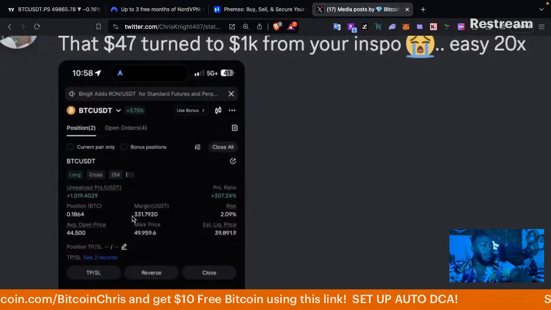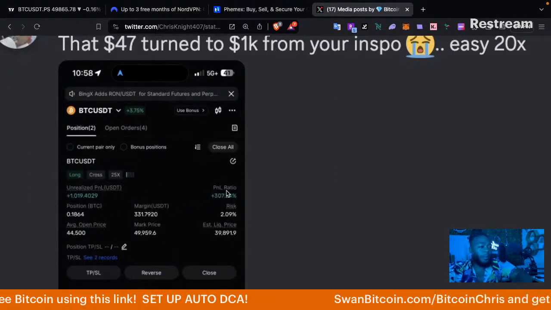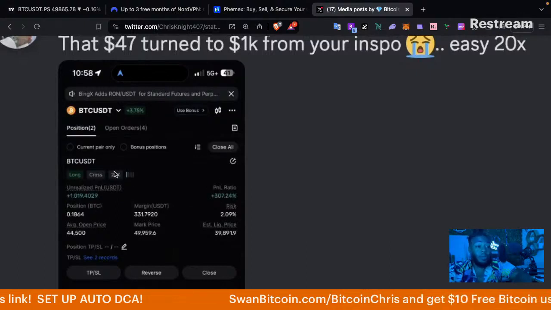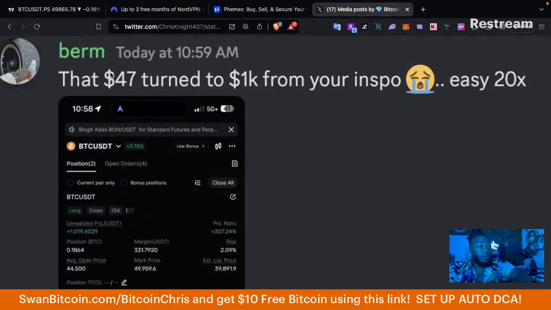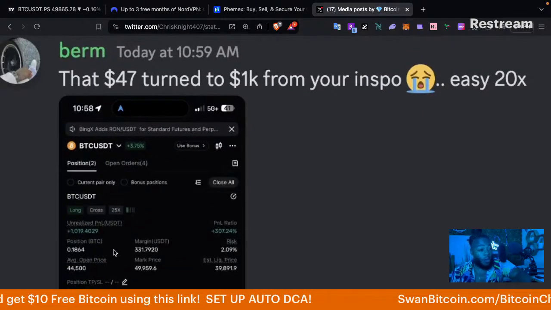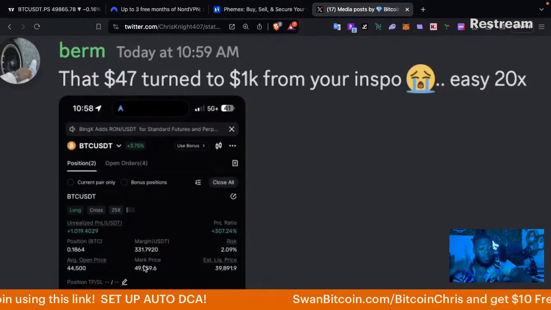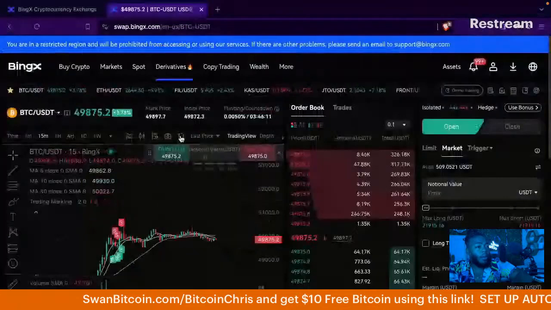All right, cool. So he took a $331 trade, 25x. He made $1,000, and his risk to reward ratio was he wanted to risk $47 to make $1,000 on BTC, and there you go. That's how you do it. So how are we going to do that, right?